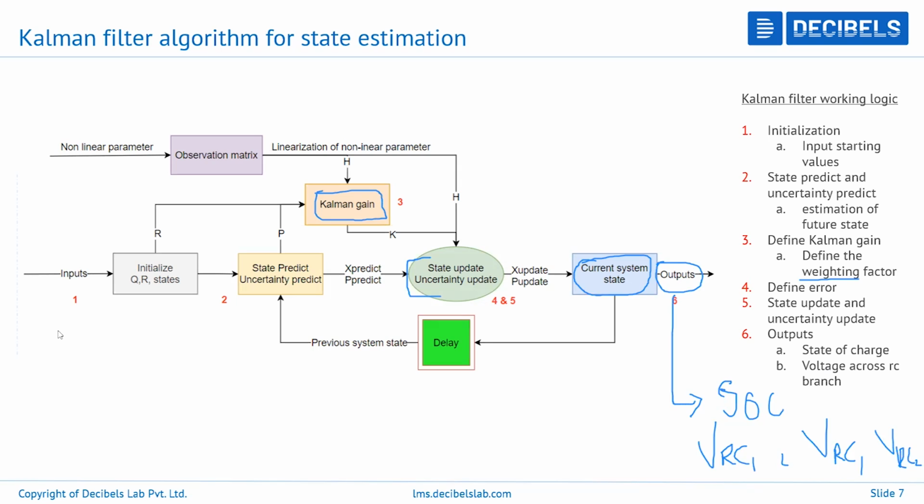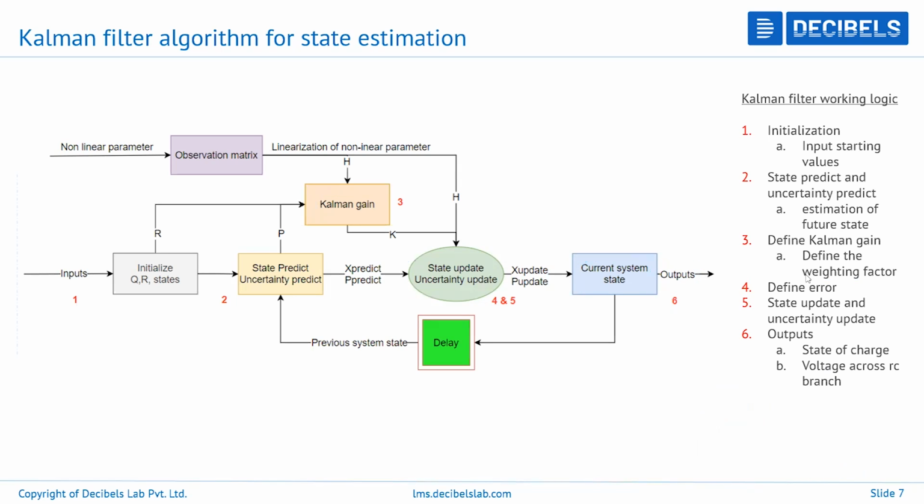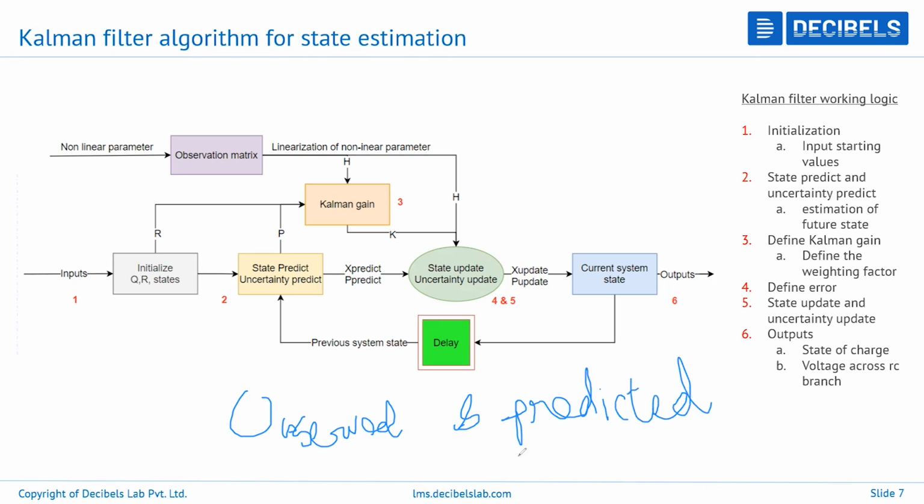We will see that. So once we are done with the Kalman gain, we have to define what is called error. That error is nothing but the difference between the observed value and predicted value, right? Observed and predicted value. So that error is basically what will be fed in the state update part, along with the Kalman gain, to get you the exact current system state.